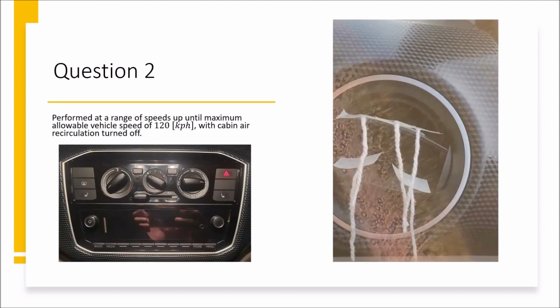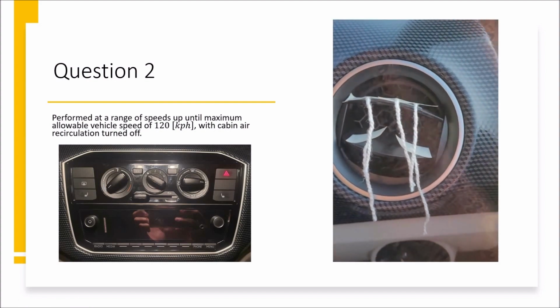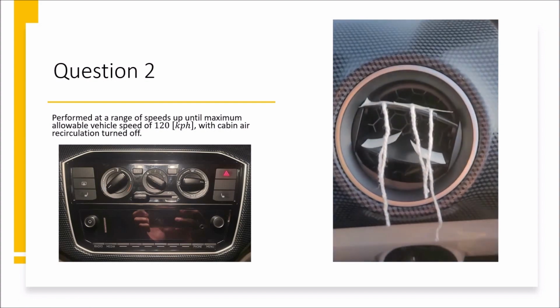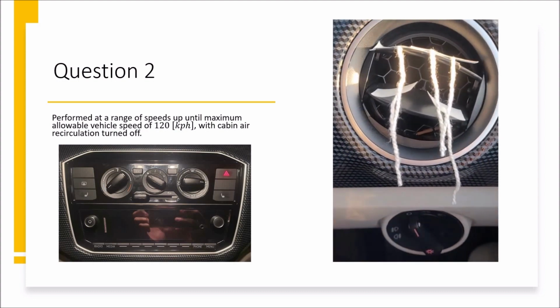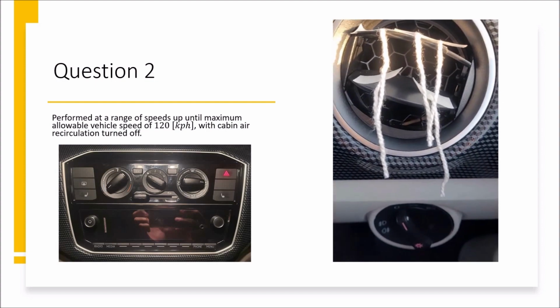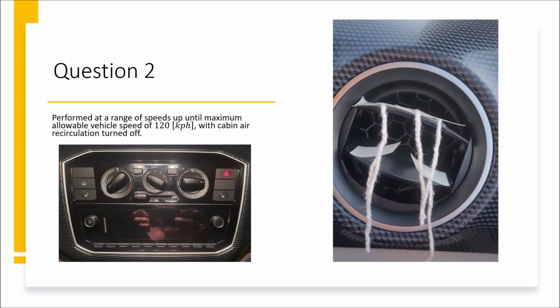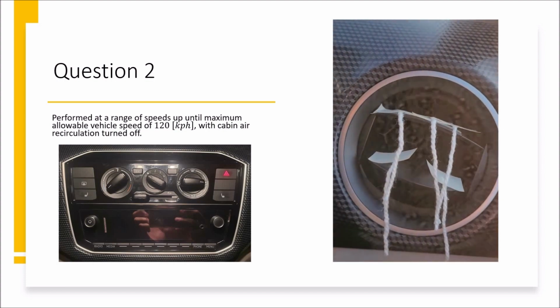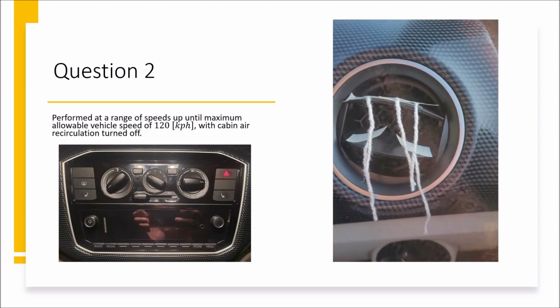Testing of airflow through the air vents was performed at a speed range of 0 to 120 km per hour, which is the maximum allowable speed on a highway in South Africa. Regarding the climate control settings of the vehicle in this test, the electronic fans were turned off, the air conditioner was turned off, the forward-facing air vents were selected, and the cabin air recirculation was also turned off. There was no observed airflow through the vents even at the maximum vehicle speed of 120 km per hour.